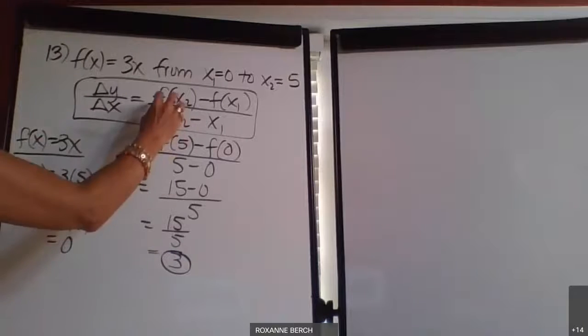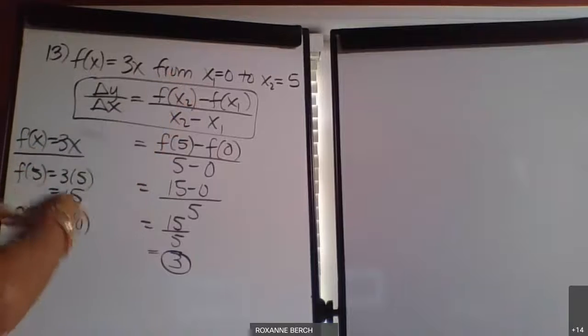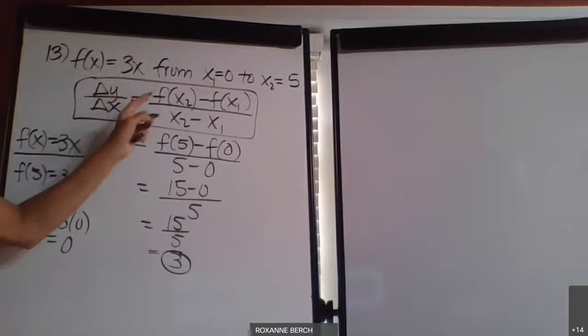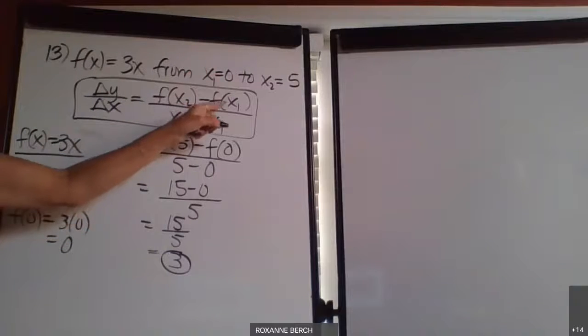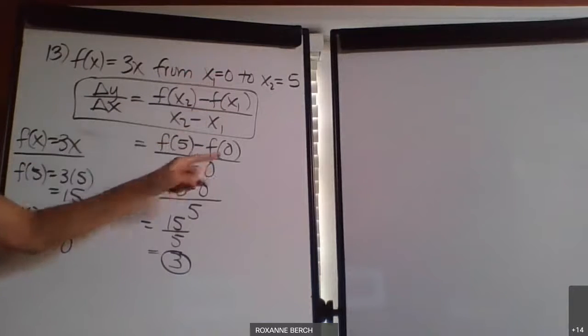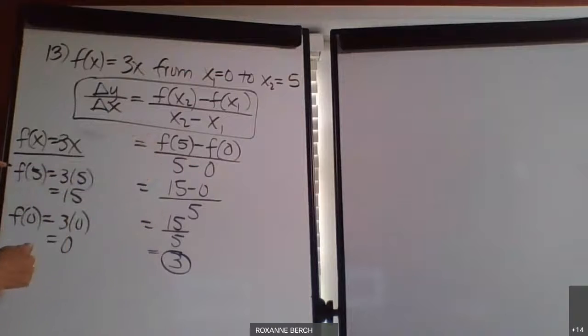But one of the key things is writing this down so you can use it to follow. It helps you follow what's going on. So f of x sub 2 means f of 5. F of x sub 1 means f of 0. And then we're evaluating these over here.